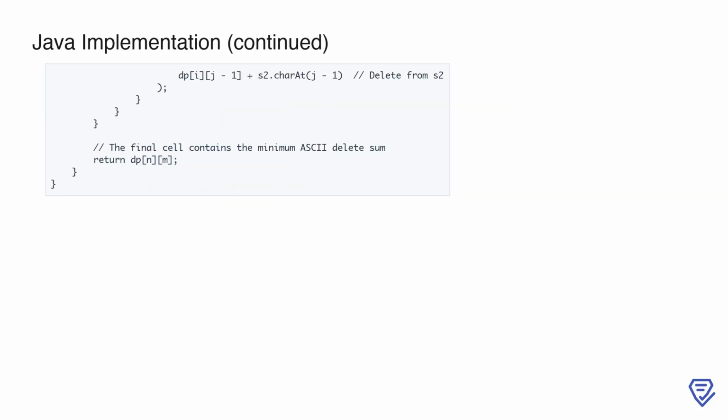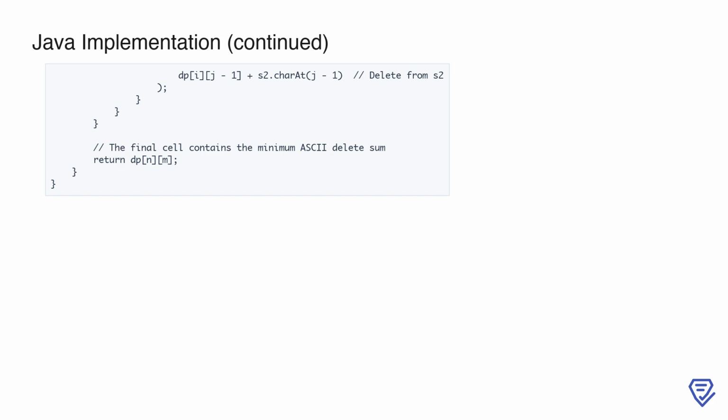Now, we continue to fill the DP table for the cases where both strings have characters. For each pair of indices i and j, we check if the characters s1[i-1] and s2[j-1] are the same. If they match, no deletion is needed, so we inherit the value from DP[i-1][j-1]. If they don't match, we calculate the cost of deleting the character from either s1 or s2. Deleting from s1 adds the ASCII value of s1[i-1] to DP[i-1][j], while deleting from s2 adds the ASCII value of s2[j-1] to DP[i][j-1]. We take the minimum of these two options and assign it to DP[i][j].